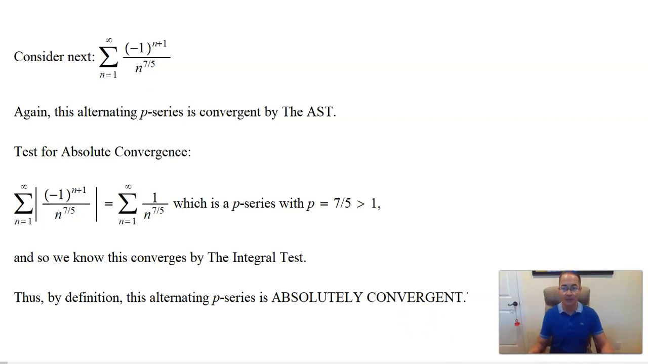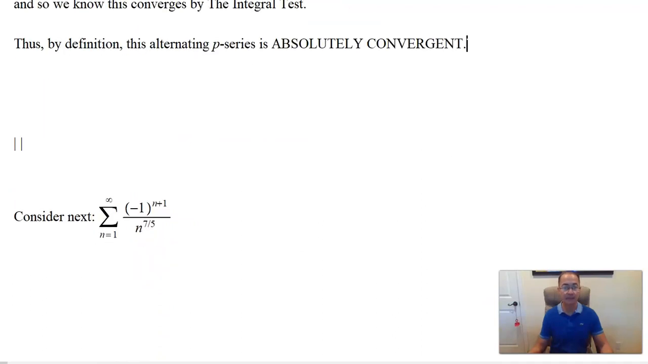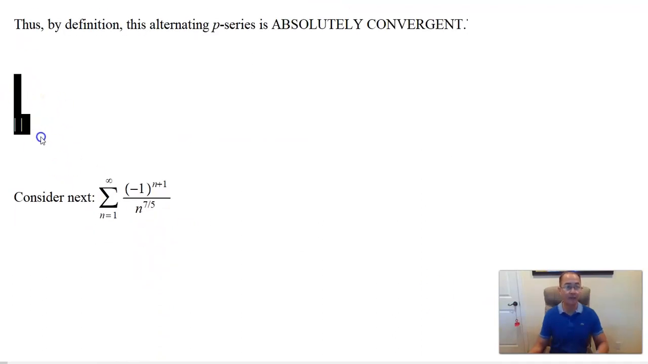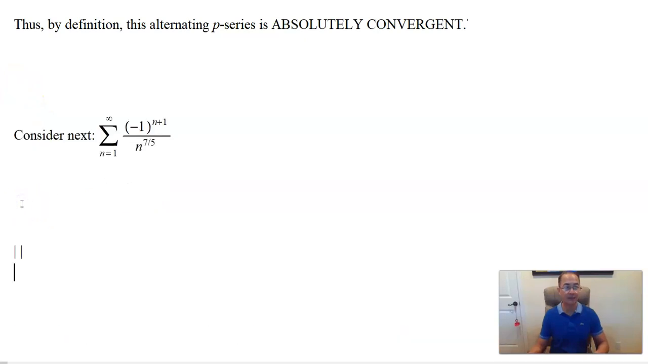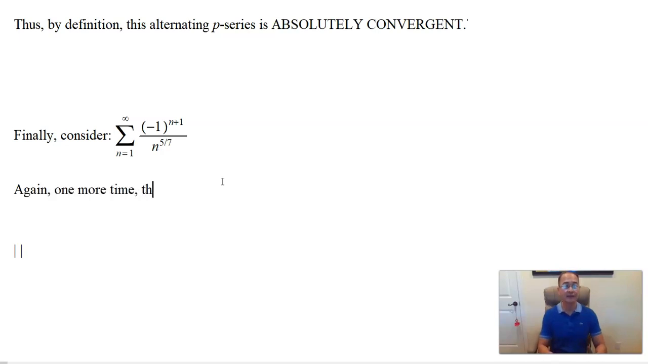So finally, let's look at this p-series where we are going to flip the 7 over 5 and turn it into a 5 over 7. Finally, consider this infinite series. So again, one more time, this alternating p-series converges.